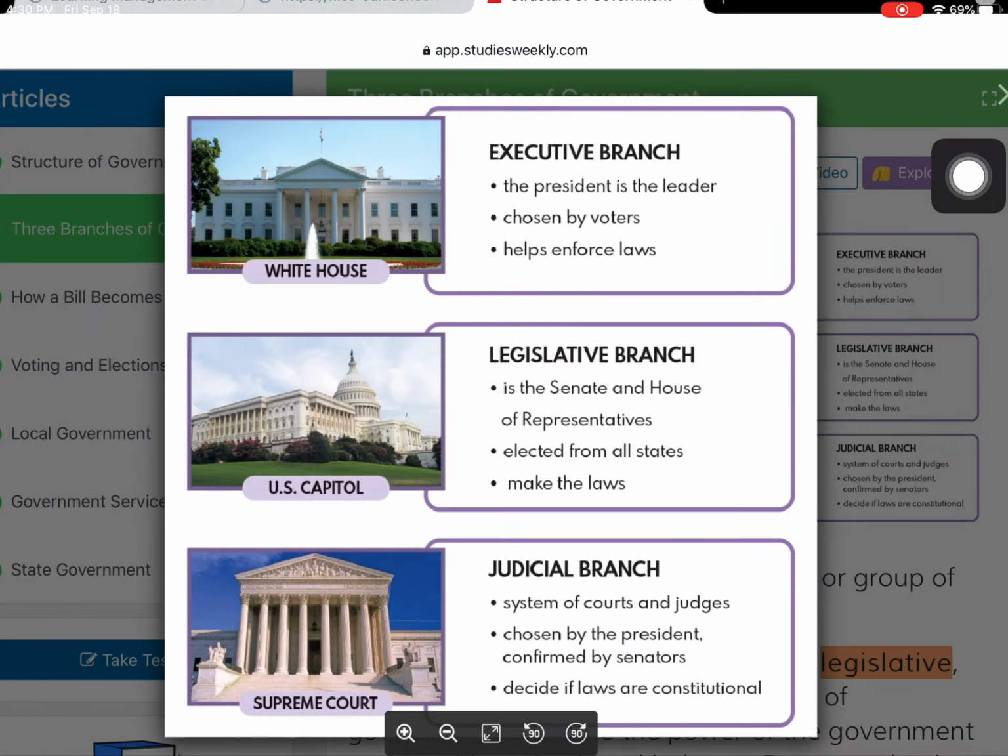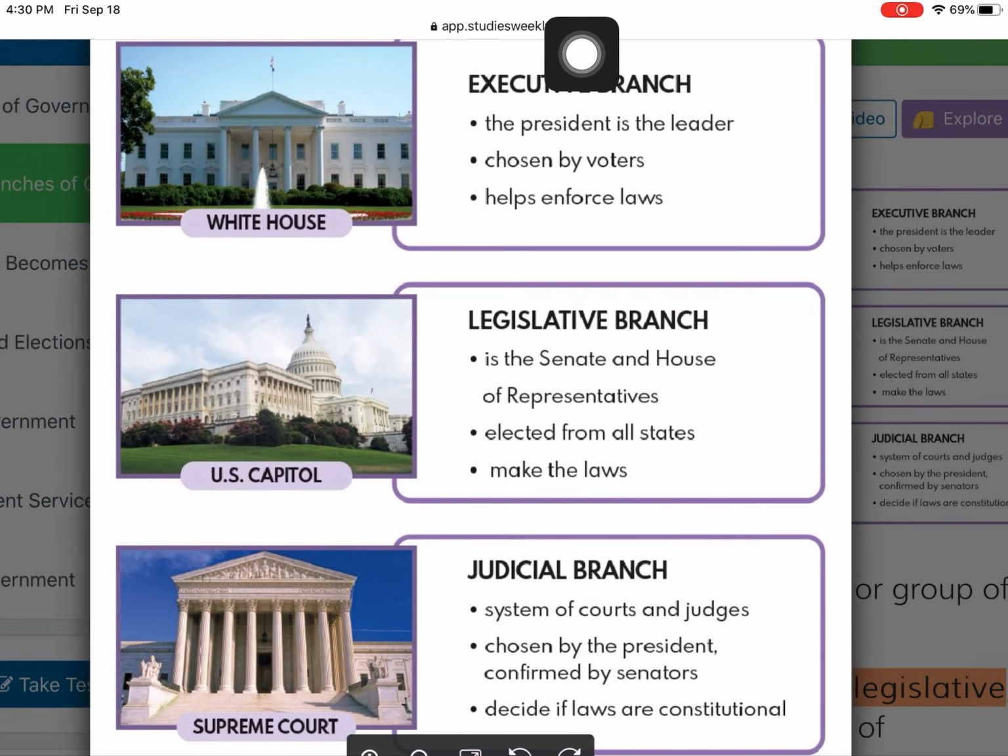I want to click on this picture here. So the executive branch, legislative branch, and judicial branch. So we have a couple main things that come with each of these branches. So let's start with the executive branch. Right here we say the president is the leader, chosen by voters, helps enforce the law.